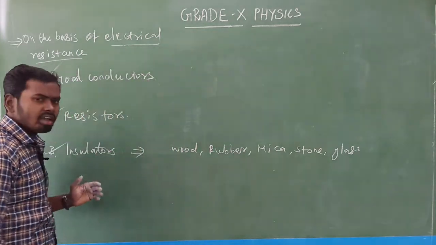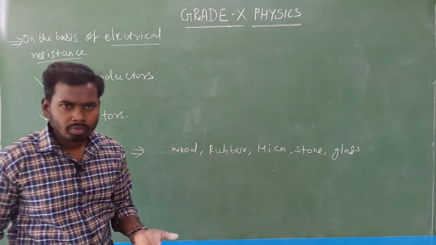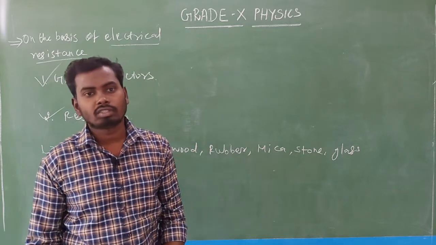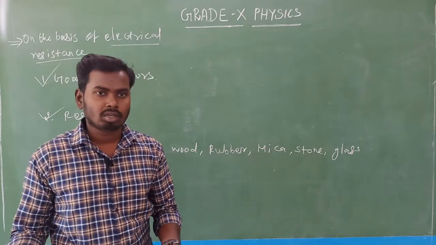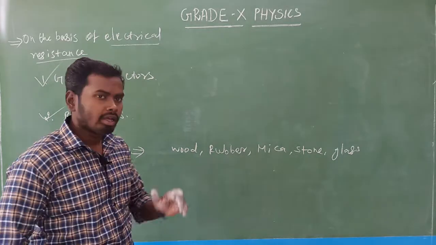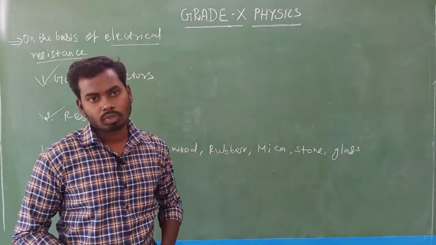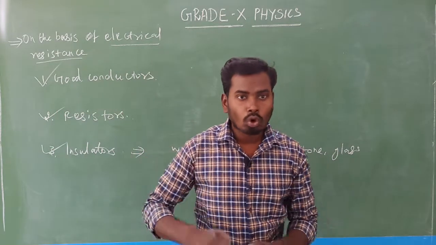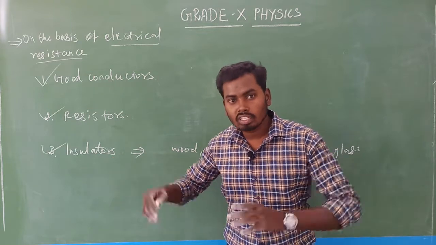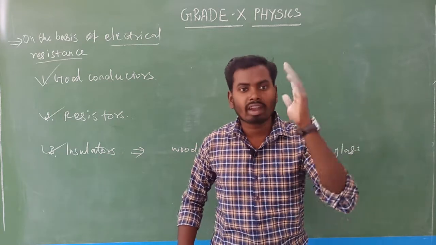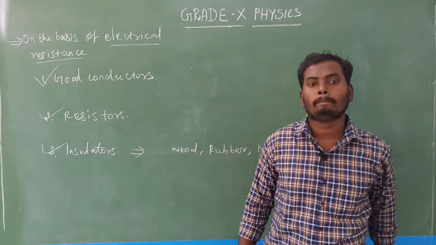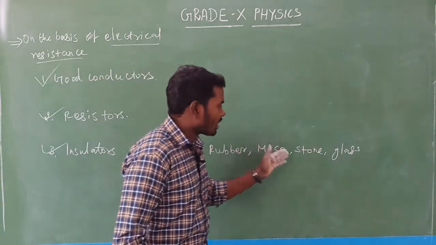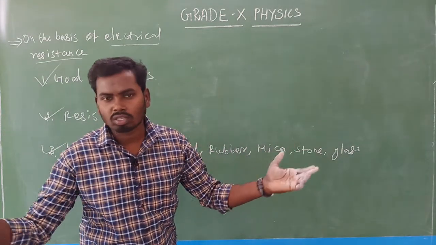Whereas this insulator has infinitely high amount of resistance. That is the reason why the insulator never allows the current to pass through them. What is resistance? The collision. So in an insulator the collision is infinitely high. That is the reason why they never allow the current to pass through them. For example, wood, rubber, mica, stone, glass. Most of the things around us are only insulators.